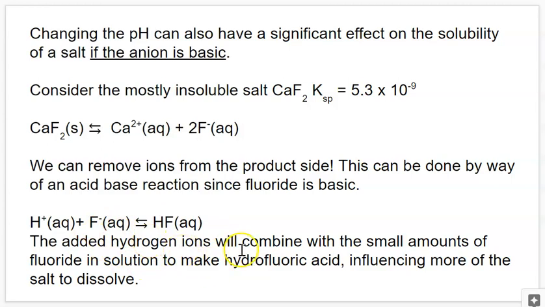So by adding hydrogen ions, these are going to combine with these small amounts of fluoride that are in solution. Once again, this didn't produce these ions to a very significant extent because the Ksp was so small. But the few fluoride ions that are there in solution are going to combine with hydrogen ions to make HF. And those fluoride ions that were removed are going to cause more fluoride ions to be produced because the equilibrium is going to be upset. And since we took away from the product side, it's going to shift more towards the product side to replace them. So that's going to influence more of the salt to dissolve as a result.